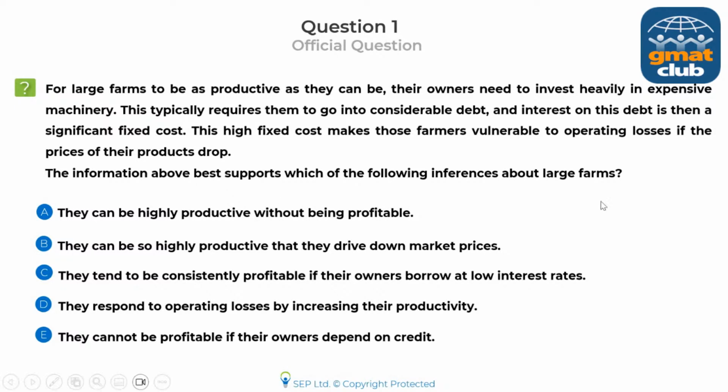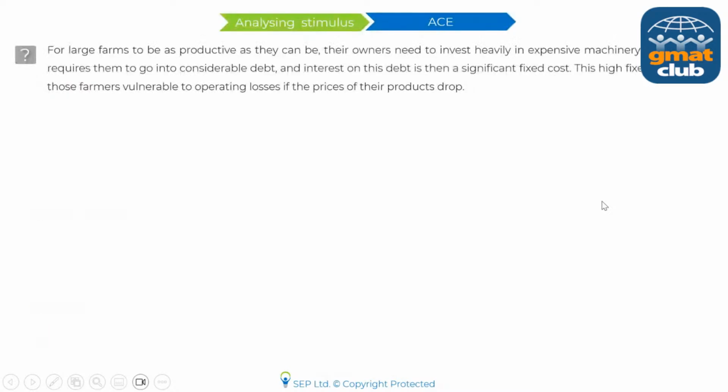So per GMATWhiz methodology, there are two steps to solve inference questions. The first step is to analyze the stimulus in such a way that you are already drawing inferences as you move down the line, so that by the time you're done reading the stimulus, you're ready with a full understanding of that paragraph. The next step is answer choice elimination, which is the ACE. So notice how I read the stimulus.